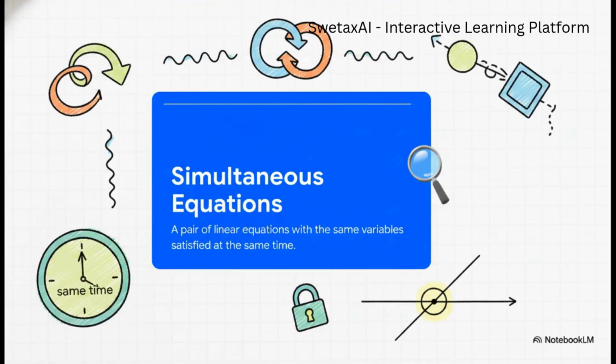Okay, so what exactly are simultaneous linear equations? Basically, they're a pair of linear equations involving the exact same variables that must be satisfied at the exact same time. The absolute keyword here is simultaneously. Take a really simple example from our source data. x + y = 8 and x - y = 2. You can't just pick any random numbers that add up to 8. The values of x and y that you choose absolutely have to work for the second equation as well. They are completely locked together.